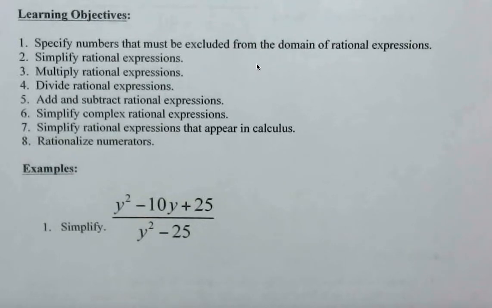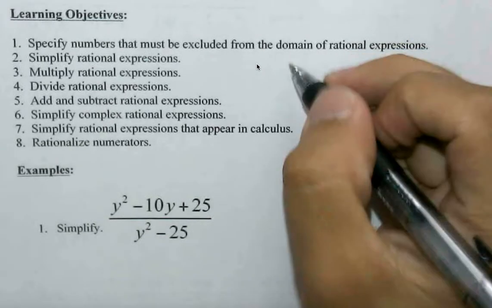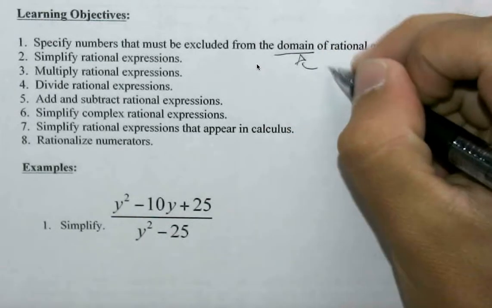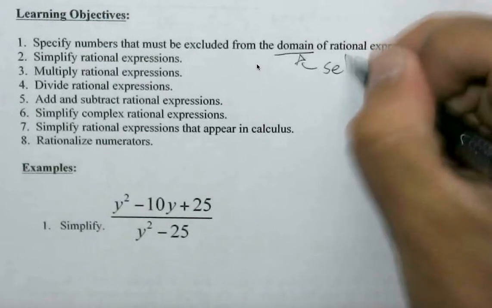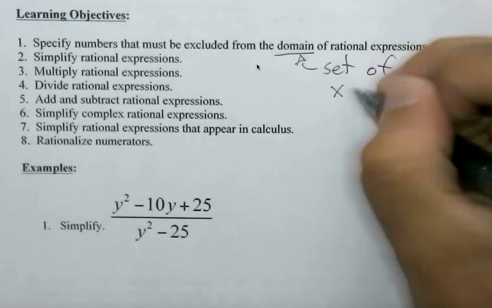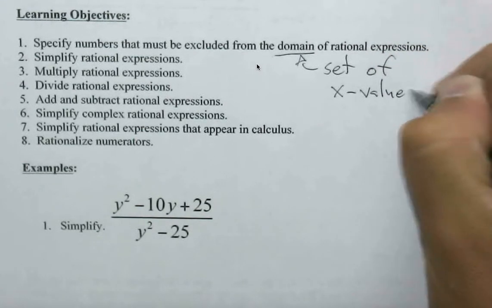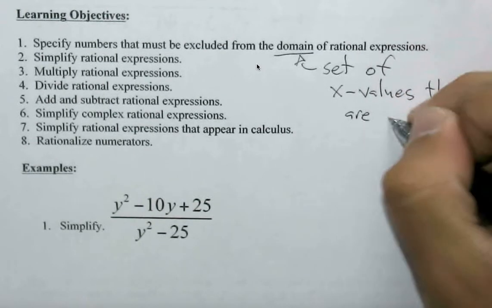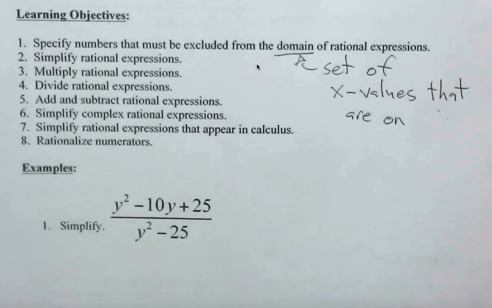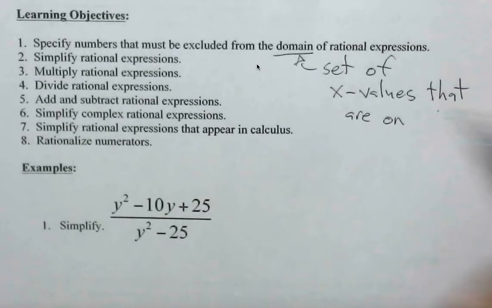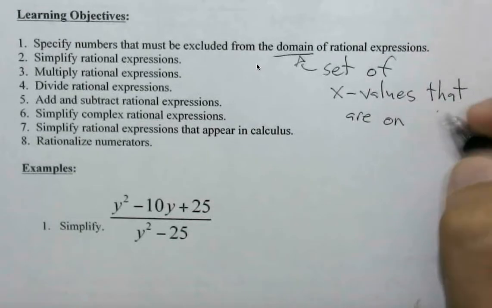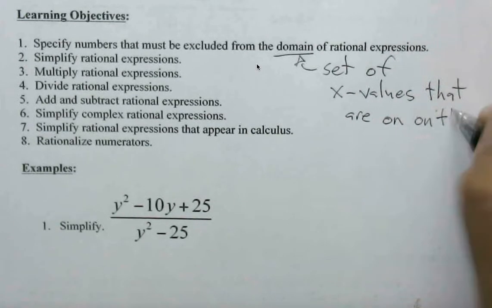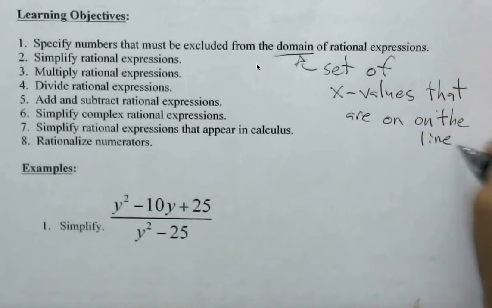We'll also be taking a look at numbers that are going to be excluded from the domain, which, as a refresher, is the set of x values that are on the graph. Meaning if we plug it in, we get some output, which ends up in the range, but these are going to be sets of x values that are on the line or have a valid outcome.